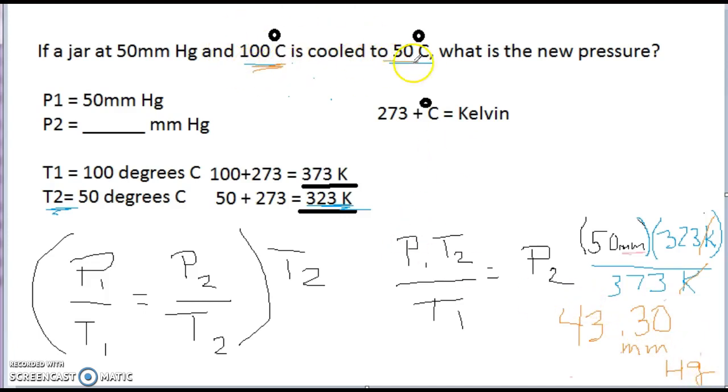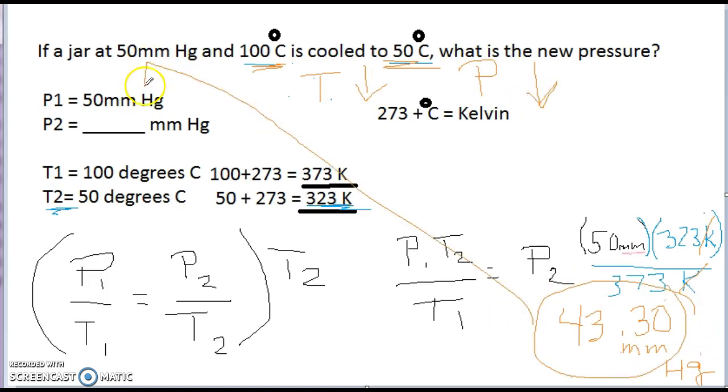Now let's check to make sure that makes sense. We have our temperature going down. So what should happen to our pressure? It should go down. Is our answer smaller than what we started with? Woohoo! That means we more than likely did it correctly.